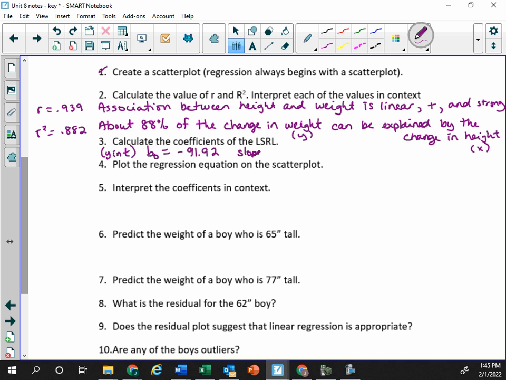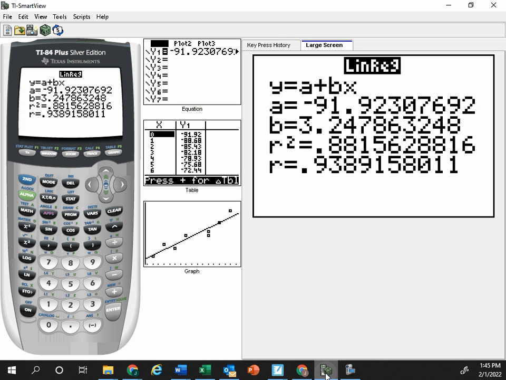And then slope, which is the b sub 1. That's the 3.25. Okay. Everybody see it on there?